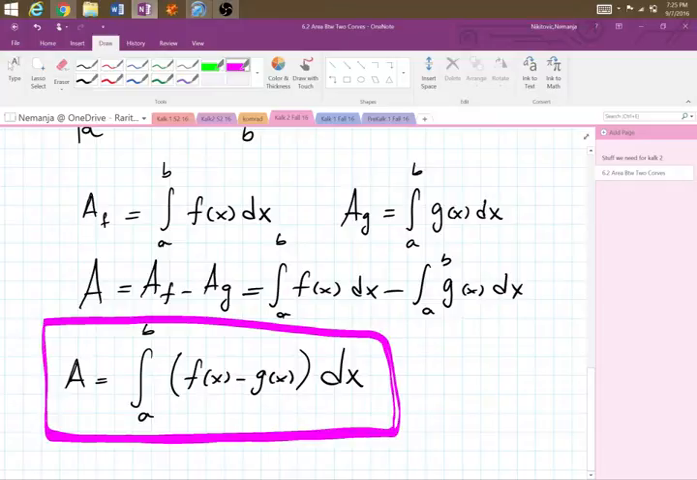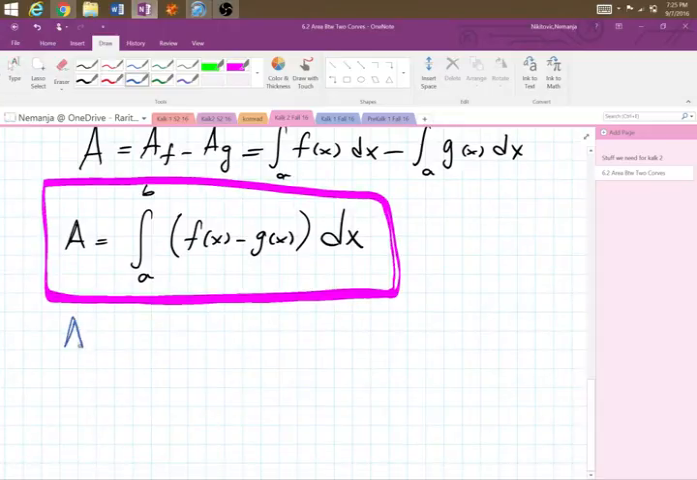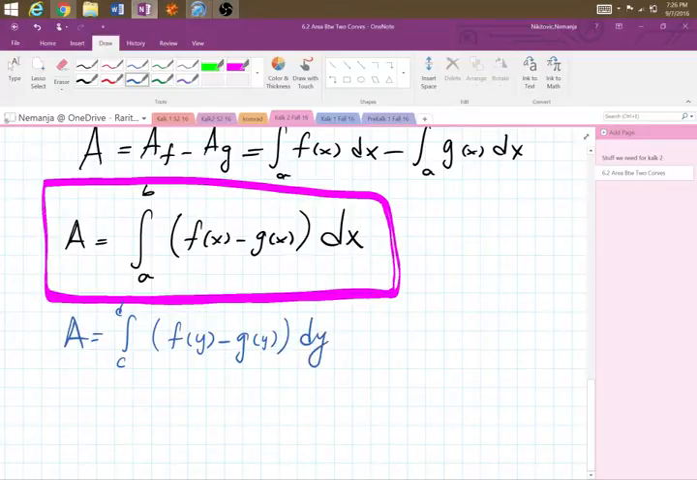Now we're going to also write the formula for y direction immediately. So area is equal to, we use C and D, integral of f of y minus g of y dy. And I will explain the difference shortly. So here's your area between two curves.